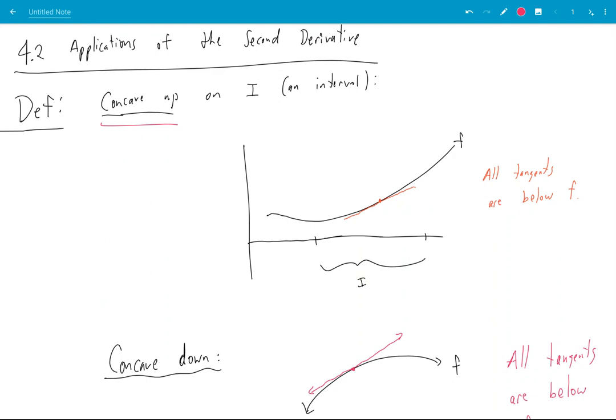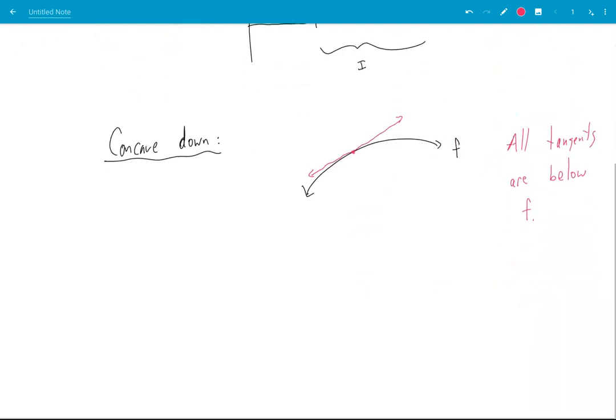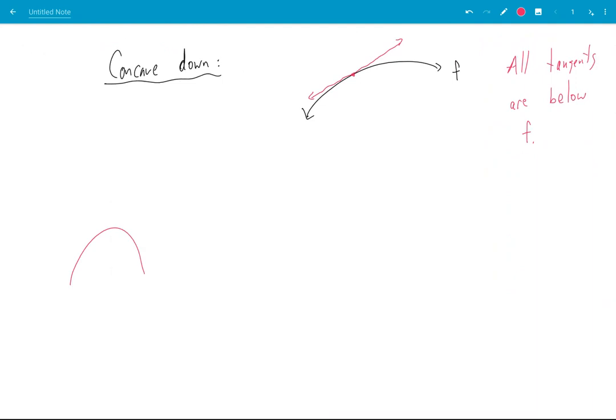Okay, more technically, f is concave up on I, being an interval, if all tangents lie below the graph of f on the interval I. Okay, concave down is the other way around. You can think of it as an unhappy face. Cup faces down. And so on. Now we have all tangents are below.